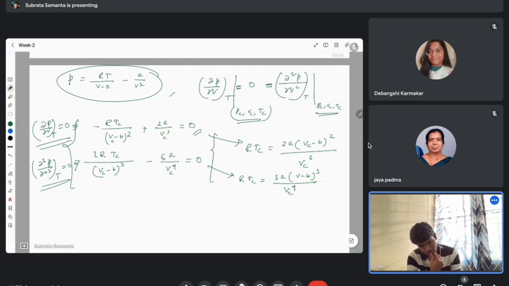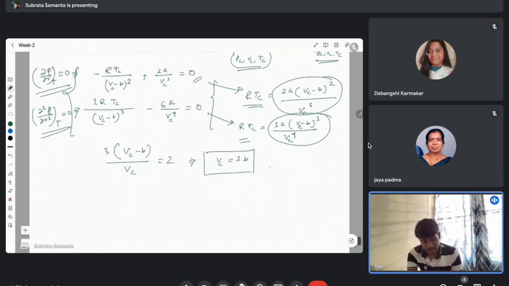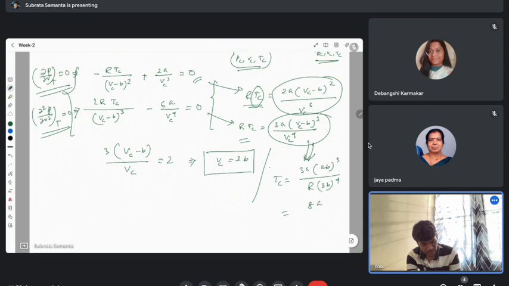So now we are equating these two right hand sides because they are both RTC. Equating these two, we get VC minus B into 3 by VC is 2. So this implies that VC is 3B. Okay, so this VC is 3B. Now we put here VC and we get TC. Put into one of these equations, we get TC, just put 3B: 3A times 2B the whole cube over 3B the whole to the power 4. Okay, so now we see that 8A by 27 RB. Right, so this is your TC.